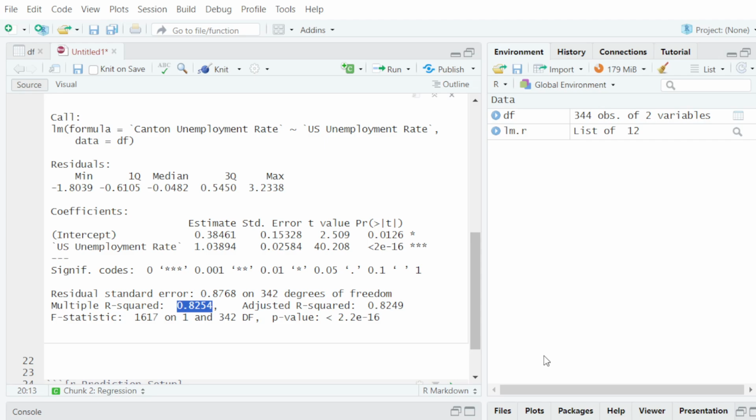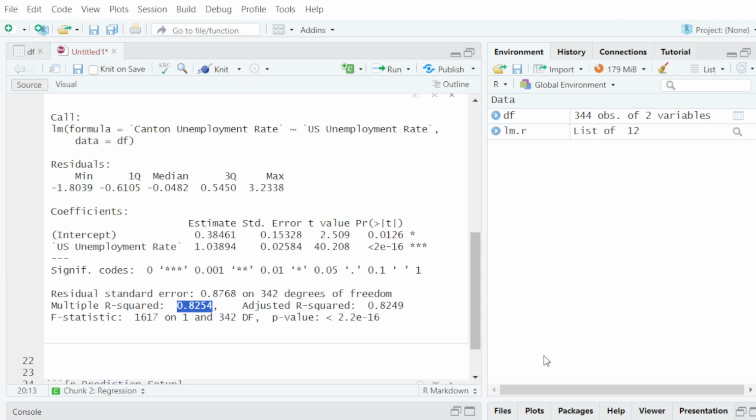So in this case, we're talking about what is going to have an effect on the Canton unemployment rate. Lots of things are going to have an effect on that unemployment rate. Some things local, some things national. So what's really happening here is that those things that have an impact at the national level and affect the US unemployment rate also seem to have a very strong effect in Canton as well. So that's why we see a very high multiple R squared here, given that this is social data. And so 0.8254, this is a very strong relationship as far as I'm concerned.